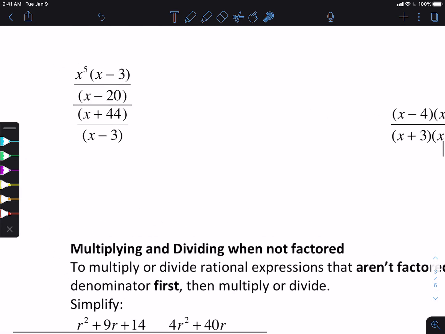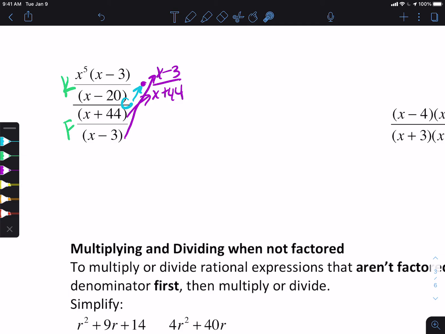This one is a complex fraction, so we keep this one, we flip this one, and then we change the sign here. Actually, on these ones, instead of rewriting the whole thing, I'm just going to flip this one up here. So the x minus 3 is on top and the x plus 44 is on the bottom. And then we change our sign to multiply. So now I'm using this times this to help me finish my divide.